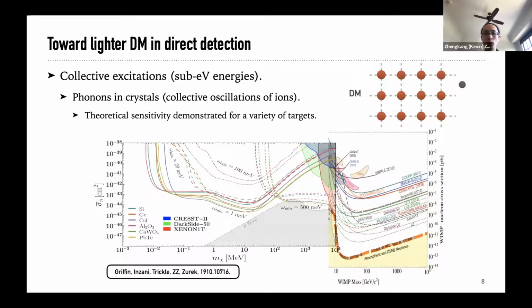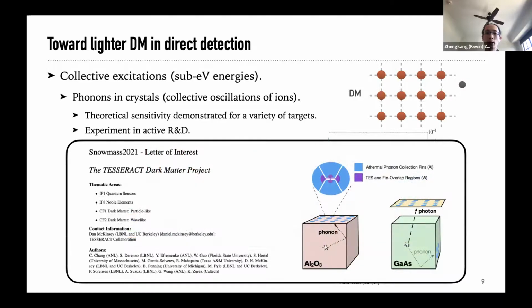And in fact, we have demonstrated in this work that the theoretical calculation that we have done for a wide variety of crystal targets shows that we have pretty good sensitivity to the sub-GeV dark matter parameter space. And here I'm patching together our projected reach plot and the standard nuclear recoil plot just to see how much more of the parameter space we're sensitive to. And that's the theoretical part of the story.